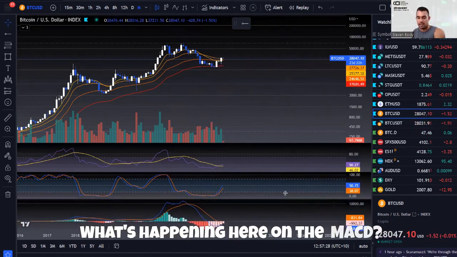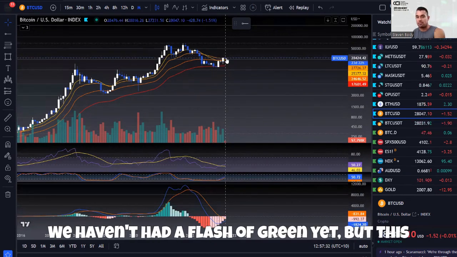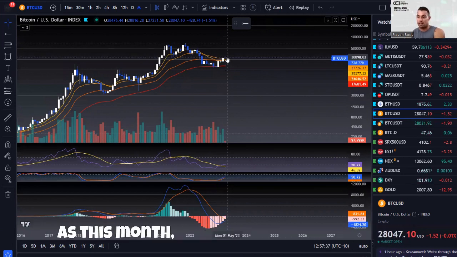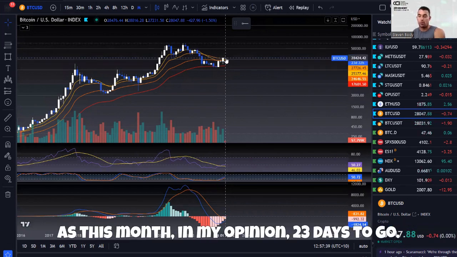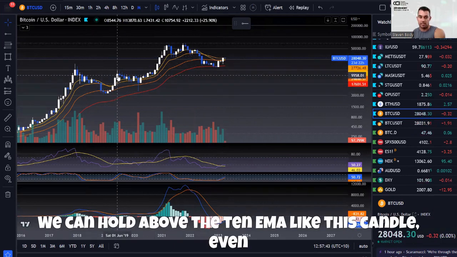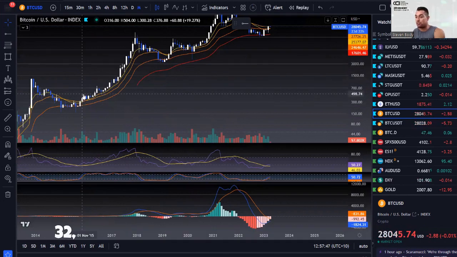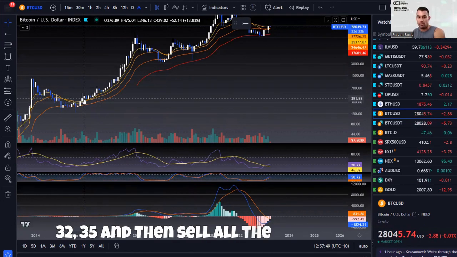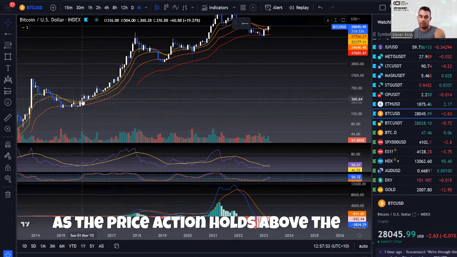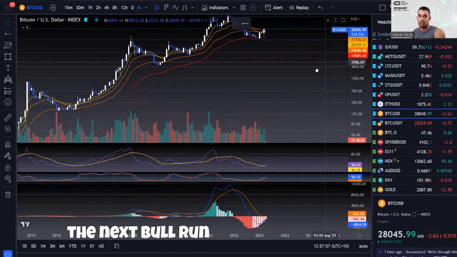What's happening here on the MACD? MACD is bending. We haven't had a flash of green yet, but this month we are back above the 10 EMA. As long as this month, in my opinion, 23 days to go, we can hold above the 10 EMA like this candle, or even if we see something like this, I don't mind if we get an explosive move to 32, 35, and then sell all the way back down. As long as the price action holds above the moving average, then I would see the continuation like this into the next bull run throughout the year.